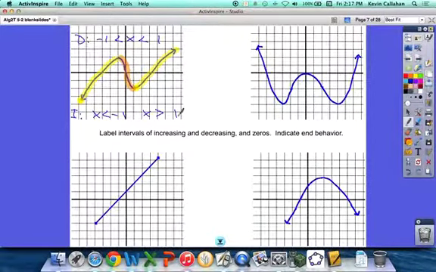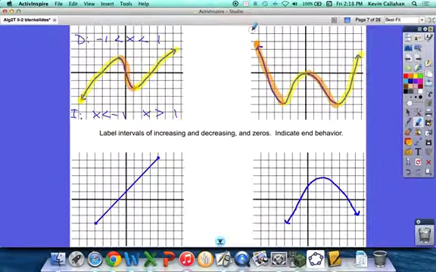Okay, how about this one? This one is increasing, looks like, from here to here. And it's increasing here up, and that goes on forever. And then this one is going down. It looks like a mess, but that's okay. So how are we going to name these intervals? How about this interval of decreasing?